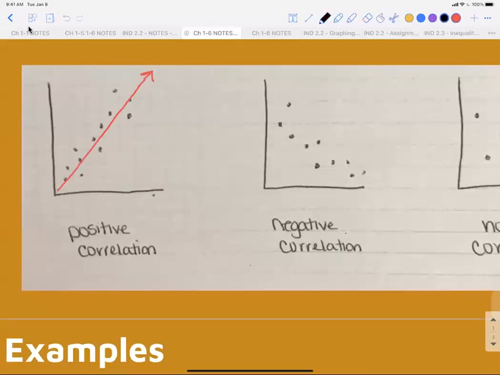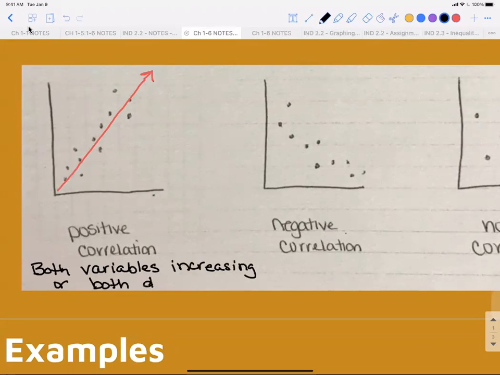Now, there's two ways that you can get positive correlation. So underneath on your notes, under the words positive correlation, I want you to put both variables increasing or both decreasing. Either one of those makes for a positive correlation.